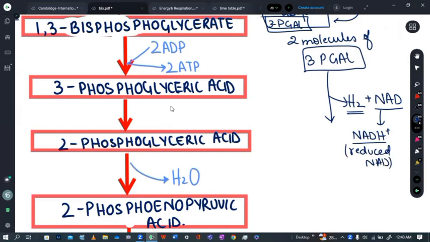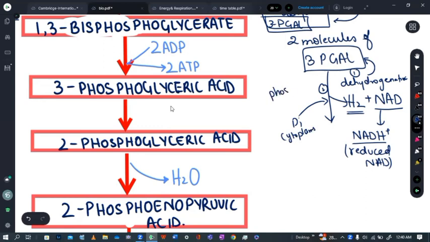And this step is known as dehydrogenation. Therefore, first, dehydrogenation of 3-phosphoglyceraldehyde takes place. Secondly, an inorganic phosphate from the cytoplasm of the cell gets added, which is known as phosphorylation.